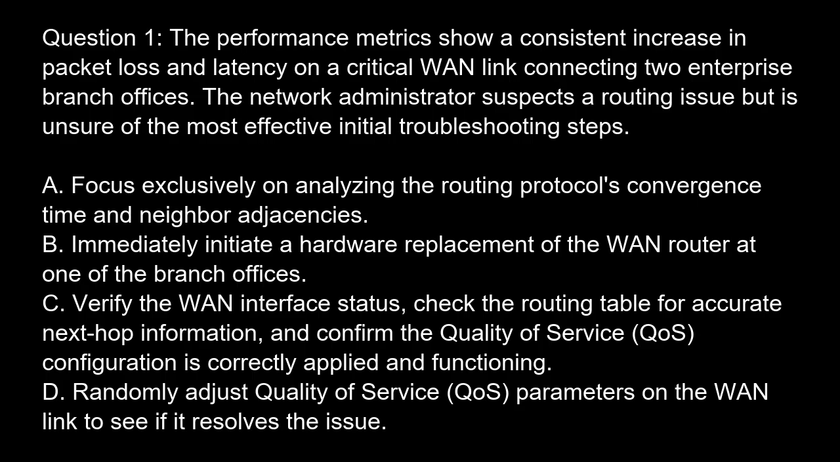Option B. Immediately initiate a hardware replacement of the WAN router at one of the branch offices. Option C. Verify the WAN interface status, check the routing table for accurate next hop information, and confirm the quality of service (QoS) configuration is correctly applied and functioning. Option D. Randomly adjust quality of service (QoS) parameters on the WAN link to see if it resolves the issue.